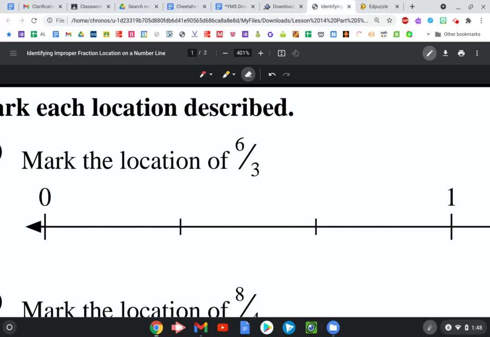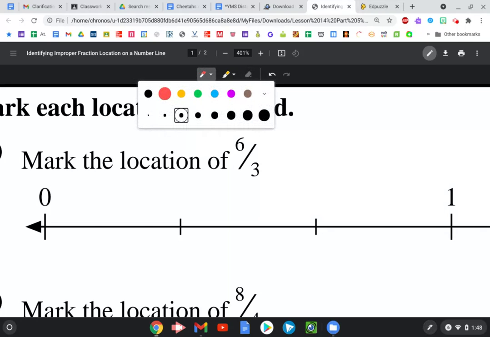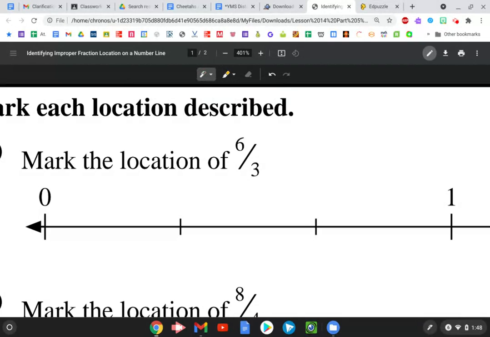Let's label this number line now. I'm going to go ahead and use black for this. And so 0 would be 0 thirds. Here we'd have 1 third, and then 2 thirds, and then 1 would be 3 thirds. So far, this has been a review of the previous lesson.